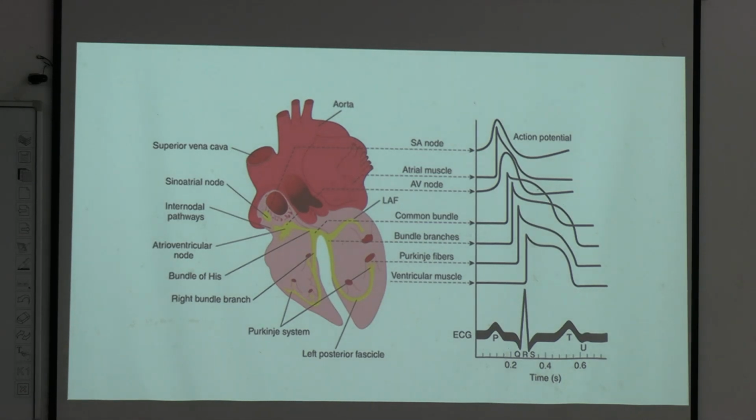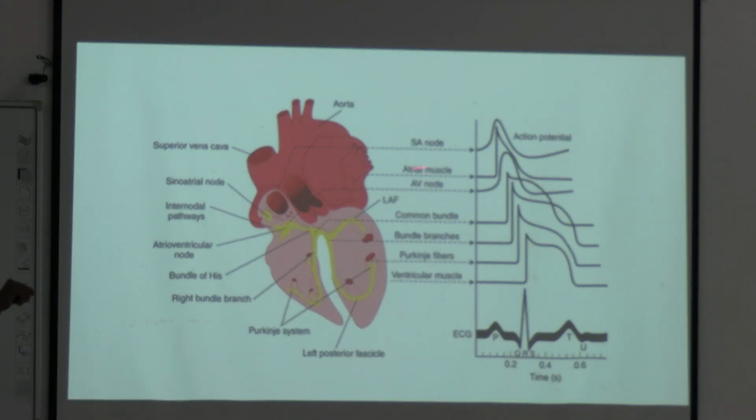Okay, now here is the shape of action potential, and at the same time we have depicted the ECG wave, right? So you see the shape of action potential is changing starting from the SA node to the ventricular muscle. Here it is for the SA node, here it is for the atrial muscle, and coming to the ventricular muscle, you see the shape of action potential is this, right?